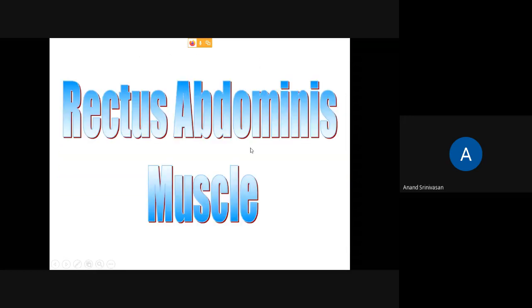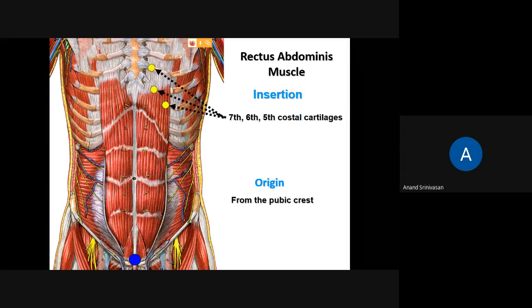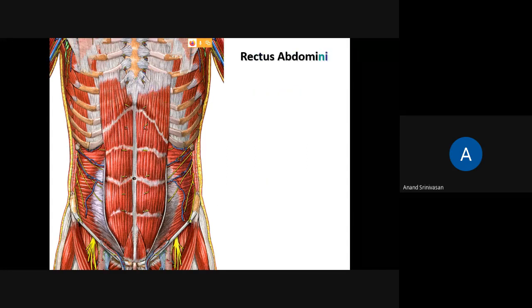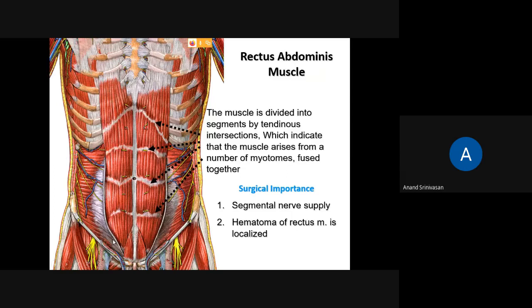Lastly, the rectus abdominis muscle. So that's the origin and insertion. If you see the rectus abdominis, it's not a straight muscle like sartorius. The rectus abdominis muscle is divided into small muscle fibers, and in between these there are some tendinous intersections. You can see some tendinous intersections.